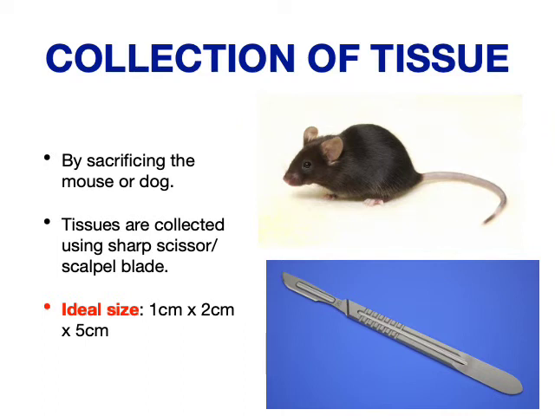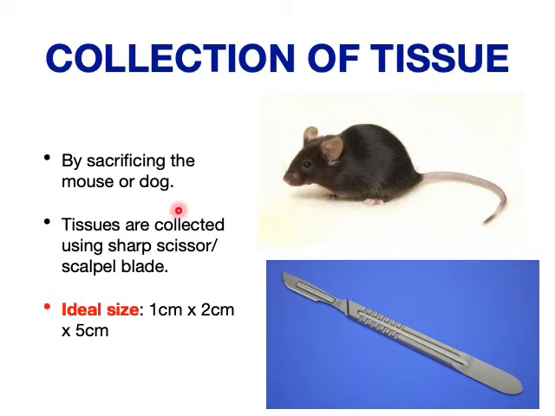So, collection of the tissue. How will we collect the tissues? The tissues for the study of histology are collected by sacrificing a mouse or dog. This animal is anesthetized and dissected for obtaining various organs for histological processing. Sometimes tissues removed from human beings at surgery, for example fallopian tube or vas deferens, collected during tubectomy or vasectomy, can also be used for the study of normal histology.